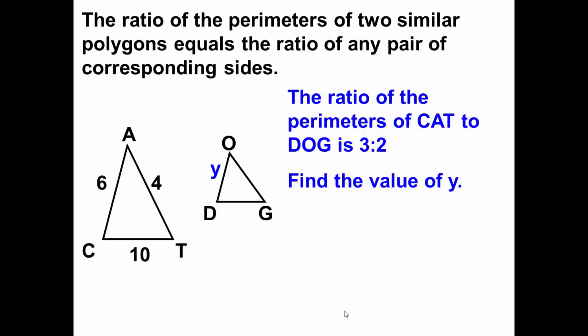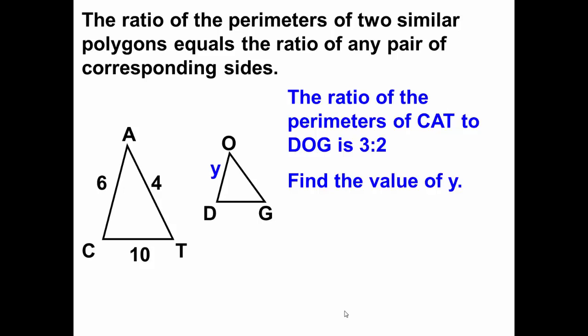So take a look at this example. We've got information about sides, but yet it gives me the ratio of the perimeters from cat to dog is 3 to 2. It is perfectly fine for you to work with perimeters and corresponding sides all in the same problem. Again, the key is going to be consistency.